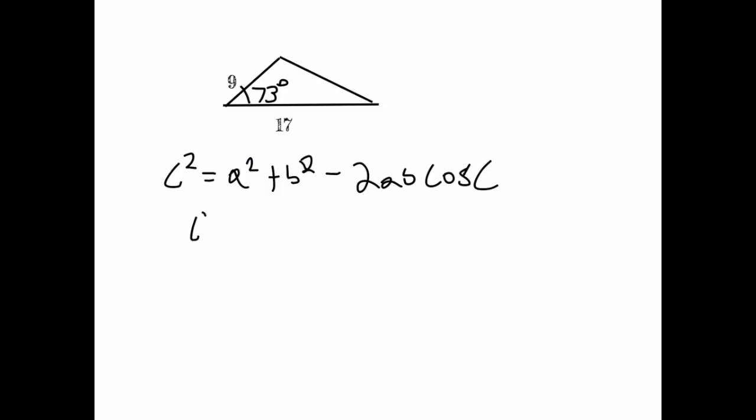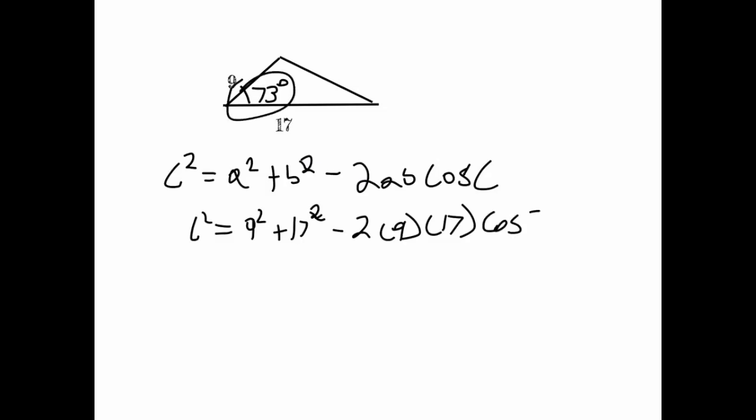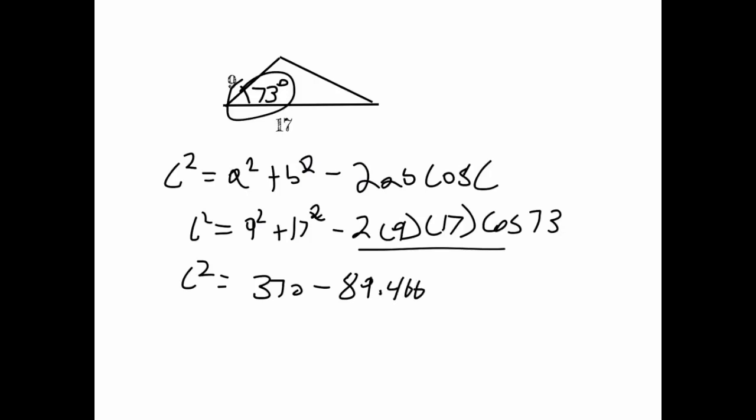So c squared is what we're going to be solving for, so we're just simply going to leave it as that. And a squared is going to be the 9 plus the 17, which is the b squared, that other side length, minus 2 times 9 times 17 times the cosine of angle C, which we said right here was 73 degrees. Now when we multiply and simplify a little bit, we get 370 minus all of this value, which is equal to 89.466.